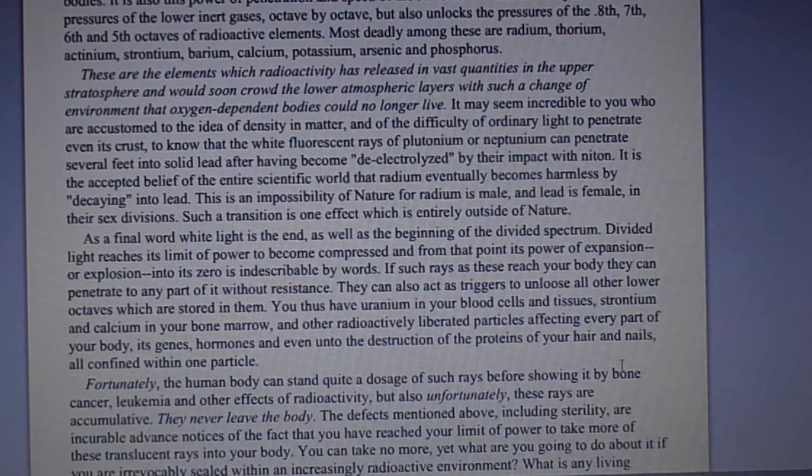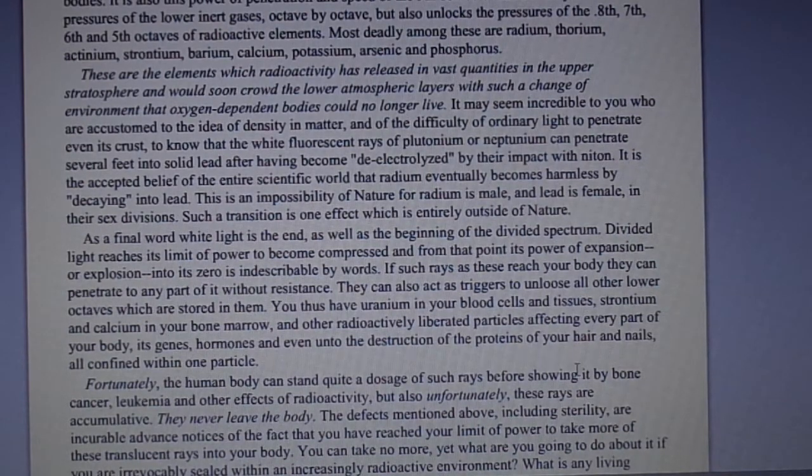Divided light reaches its limit of power to become compressed, and from that point its power of expansion or explosion, into its zero is indescribable by words. If such rays as these reach your body, they can penetrate to any part of it without resistance. They can also act as triggers to unloose all other lower octaves which are stored in them.